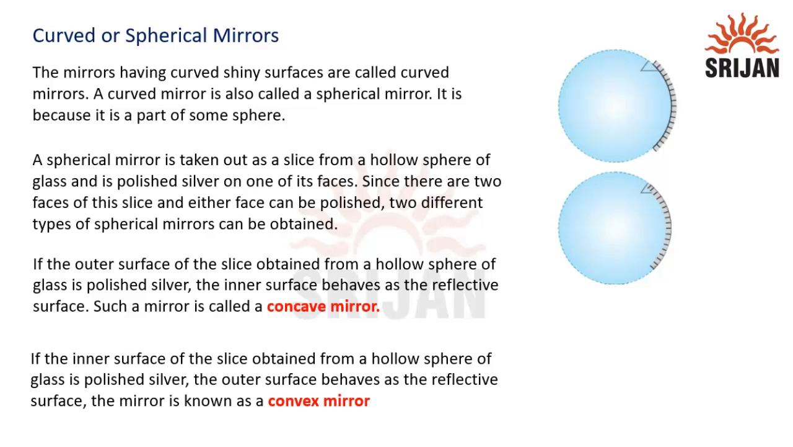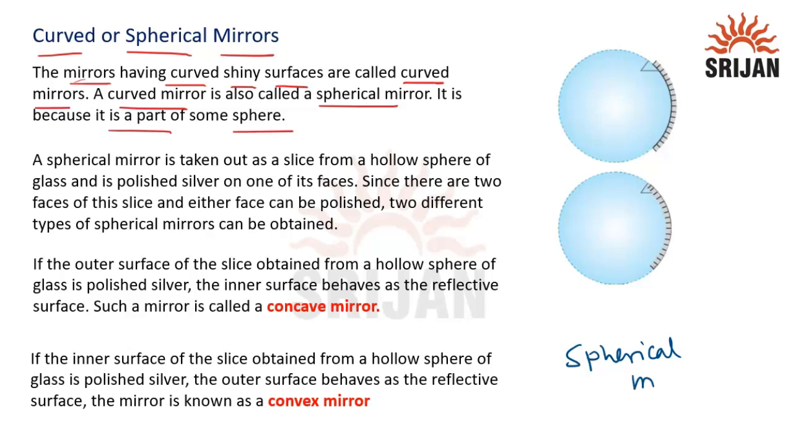In this video, we will learn about curved or spherical mirrors. The mirrors having curved, shiny surfaces are called curved mirrors. A curved mirror is also called a spherical mirror because it is a part of some sphere. So these are the spherical mirrors, and in the diagram we can see that these are the mirrors and they are part of some spheres. So these are the spheres.